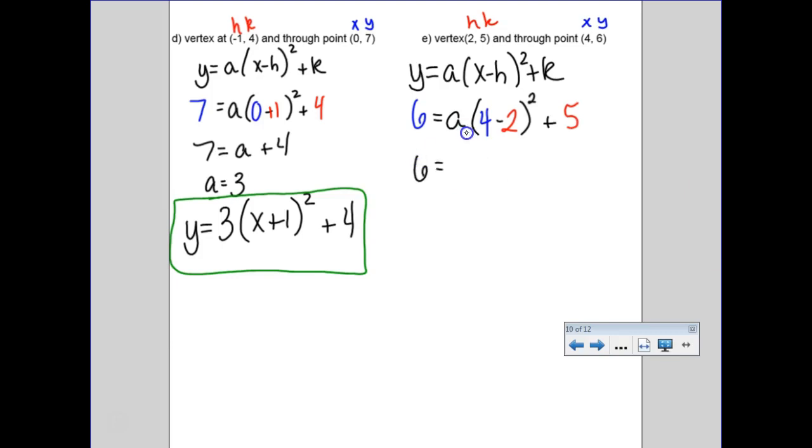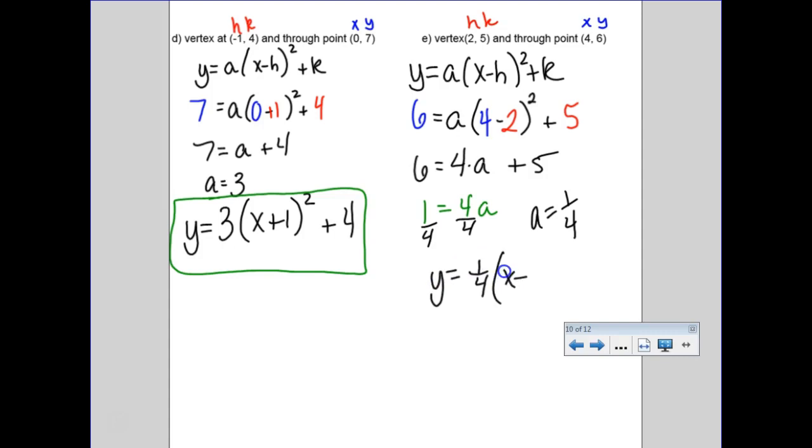So, let's think about what we have here, guys. This is 4 minus 2, which is 2, but then you're squaring that quantity. So this is really a 4 times a plus 5. All right, let's solve. Subtracting a 5 over, we get 1 equals 4a. And then dividing both sides by 4. Y'all just found out that your a value is 1/4. Which means now you can finally give me my answer. Y equals 1/4 times x minus h, quantity squared, don't forget your squared, plus k, which is 5.